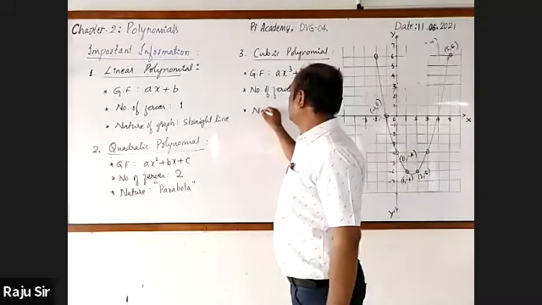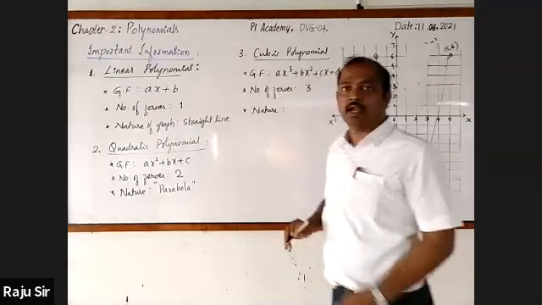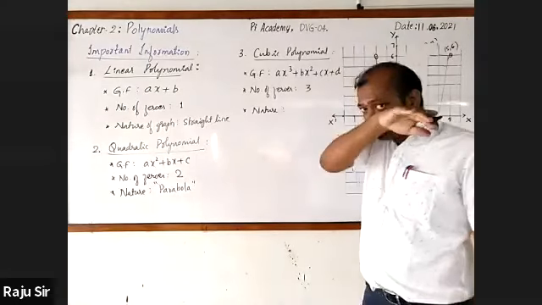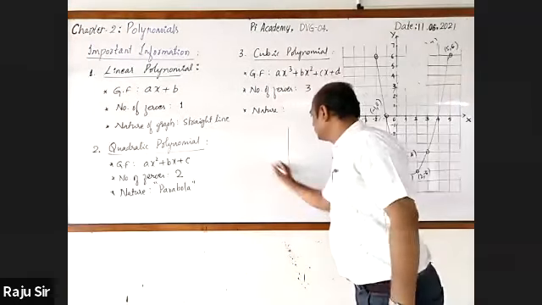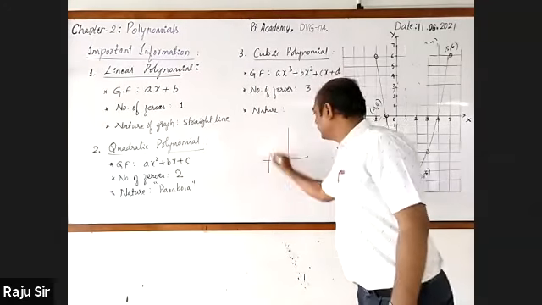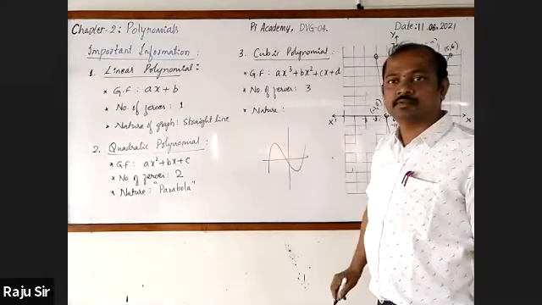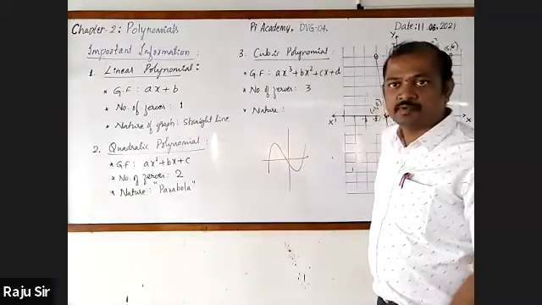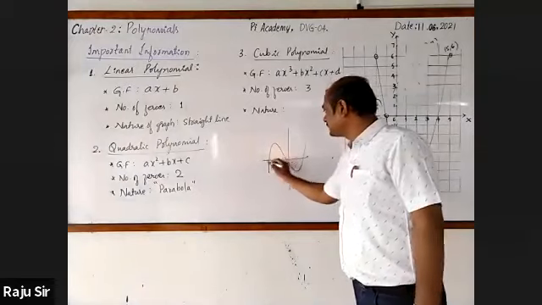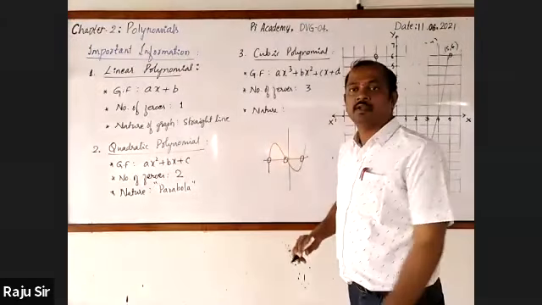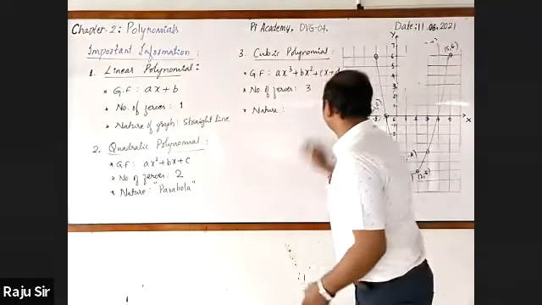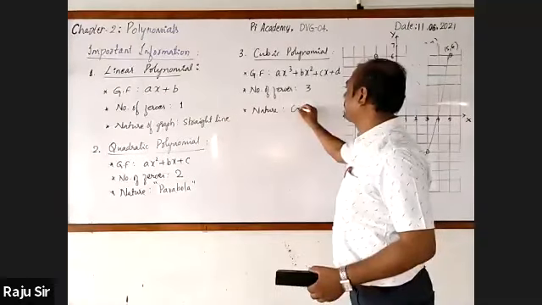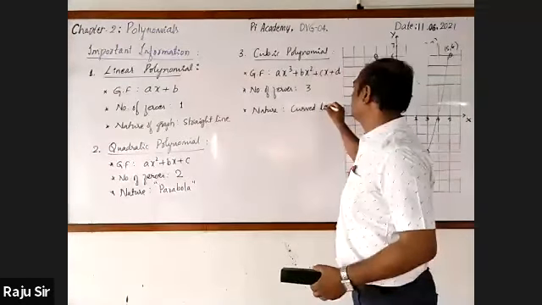Next, nature of the graph. You may not know, as the graph is not drawn on it. Observe. You will get like this. So, what is the shape of this? It is a curved line. See that this has intersected the x-axis at 3 distinct points. So, 3 zeros. You can write nature is curved line.